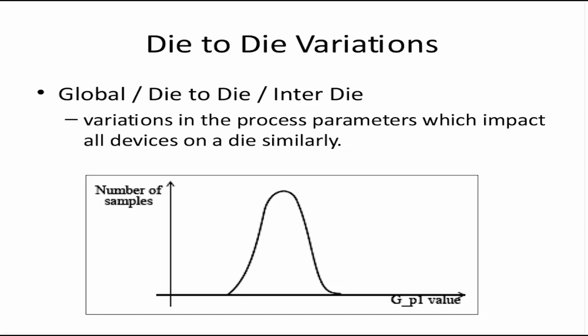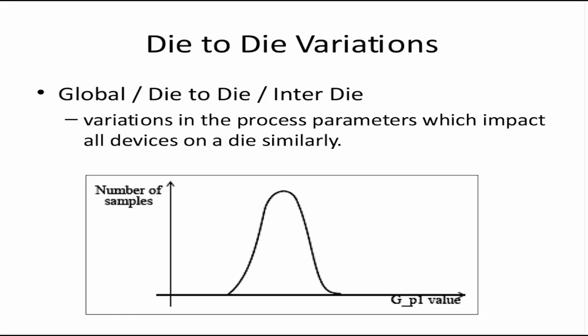So let's say there is some issue with the fabrication wherein the dies on the corner have slower NMOS devices. It can happen, or slower PMOS devices. That means that all the PMOS on the corner chips are slower. This is a die to die variation, because all the PMOS are generally slower compared to the dies on the center of the wafer, right?